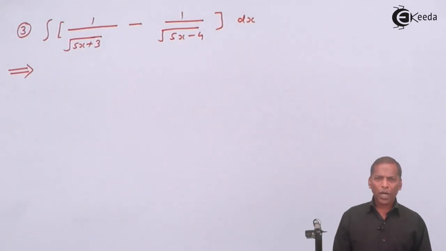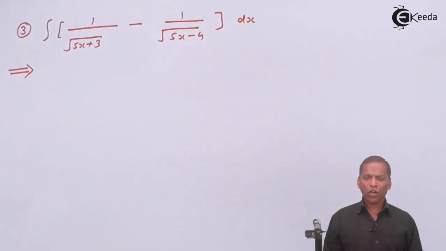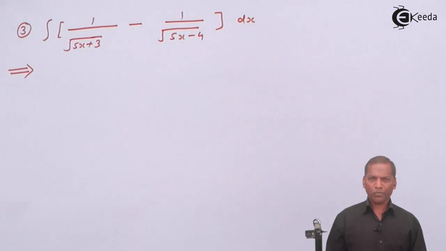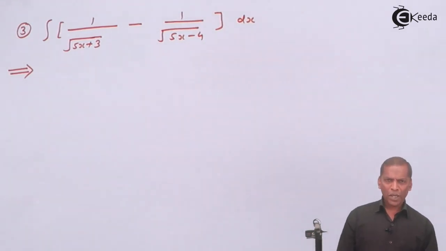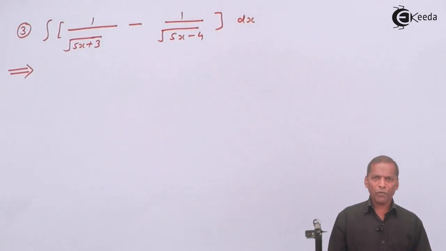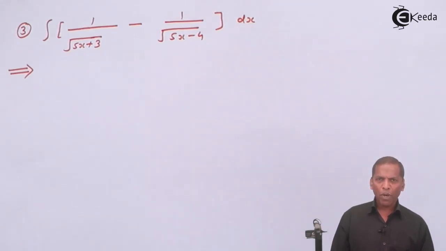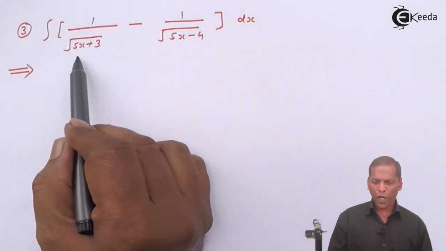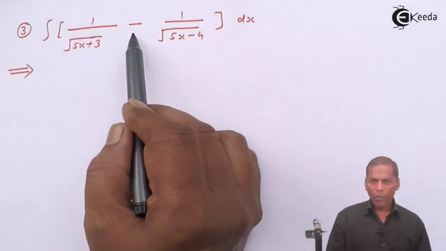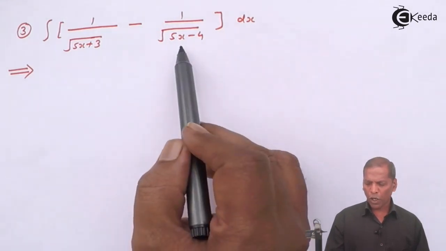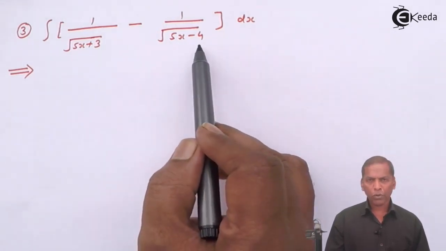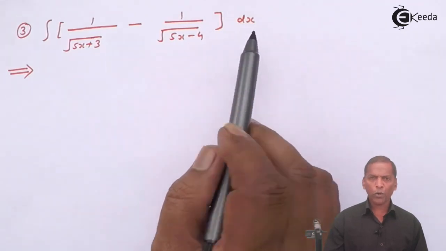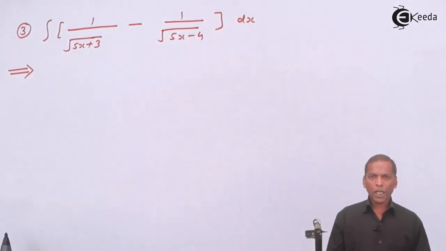Problem number 3, based on rules of integration of chapter integration. Hello friends, now we see problem number 3, which is also based on rules of integration. The problem is the integral of (1 upon under root 5x plus 3 minus 1 upon under root 5x minus 4) dx. Now let's see the solution.